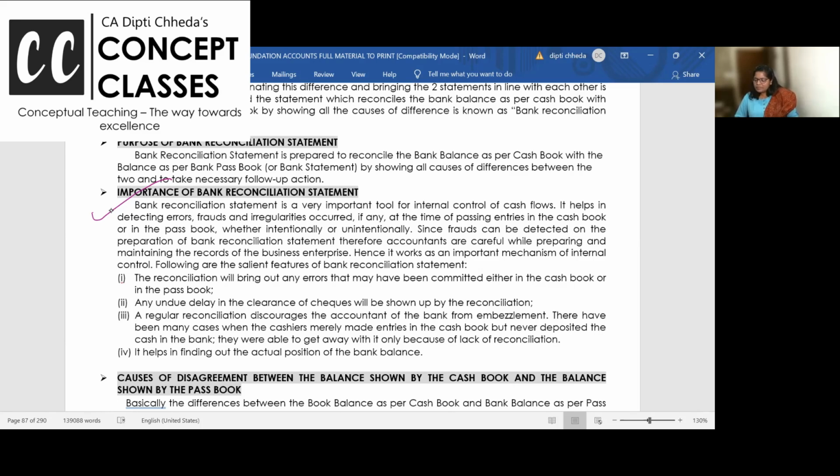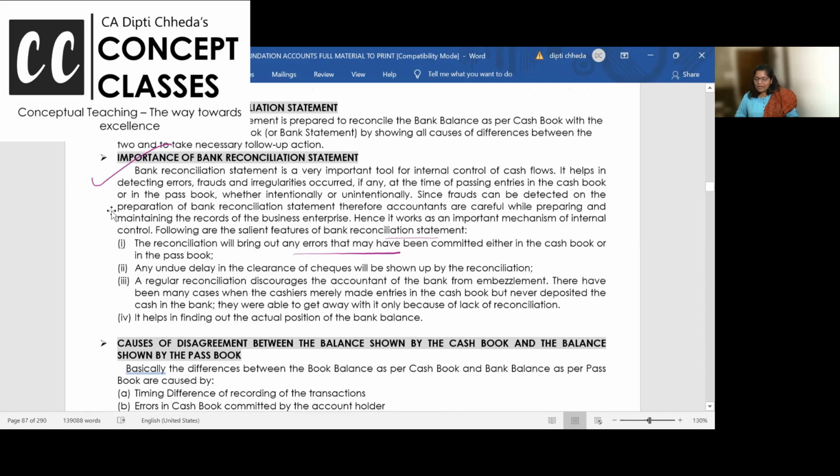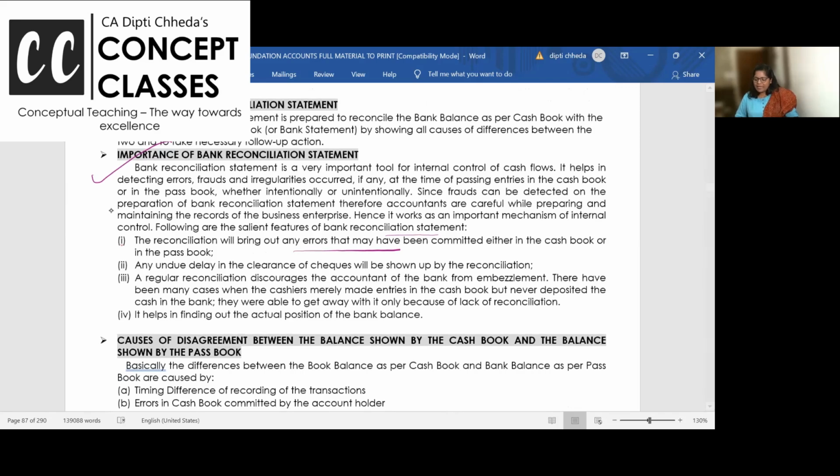So what are the features of the reconciliation? Reconciliation will bring out any error that may have been committed either in the cash book or passbook. Yes or no? When you reconcile your book with the bank statement, you come to know, oh, you have deposited the check 500, but in the account it is 5,000. Then you saw that you have recorded the check wrong. So like this, it is very helpful through BRS. You can rectify errors.